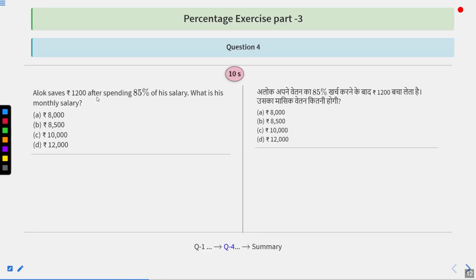Alok saves rupees 1200 after spending 85% of his salary. What is his monthly salary? You have to find the monthly salary of Alok. Options are given: 8,000, 8,500, 10,000, and 12,000 rupees. A, B, C, D. And you have only 10 seconds to find out the correct answer.